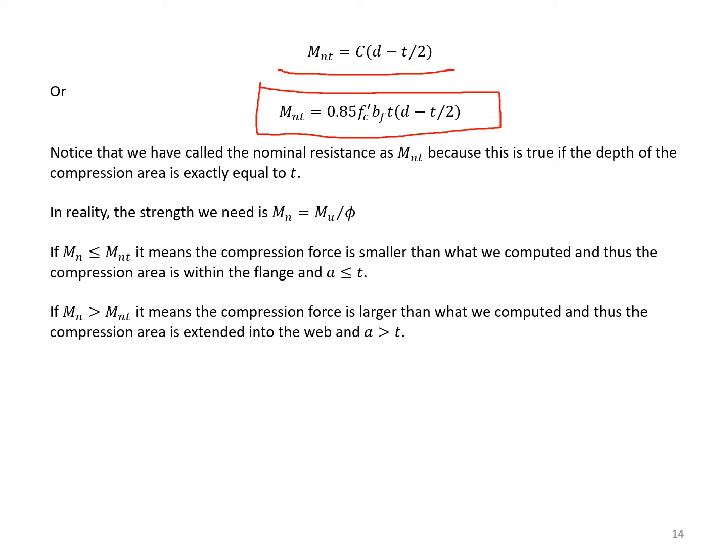However, notice that this is what we call a transitional nominal strength. In reality, what we need as a strength is Mu divided by phi. So if Mn, in other words this required strength, is less than Mnt, it means the compression force is smaller than what we computed above, and therefore the compression area is within the flange, and a is smaller than t. If Mn is larger than Mnt, then a would be larger than t.